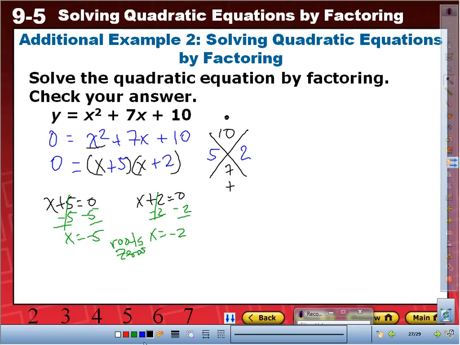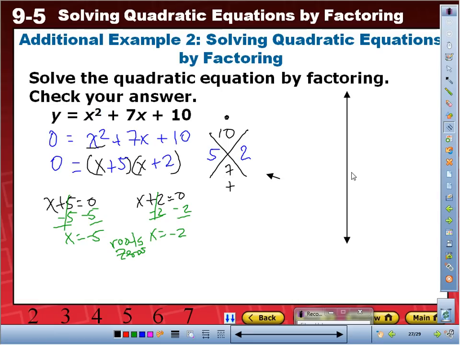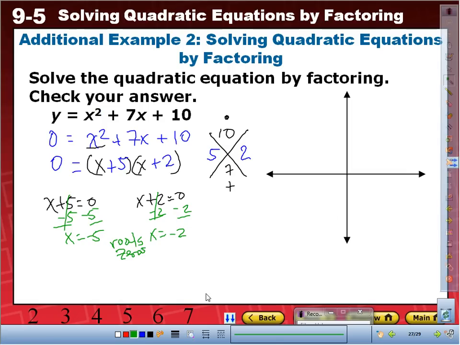Okay? Next step. Jorge. Graph. So let's see. We get x is negative 5, which is over here. Plot your point. The other one, x is negative 2, which is here. And turn to your neighbor, let them know what the y-intercept is of that equation.